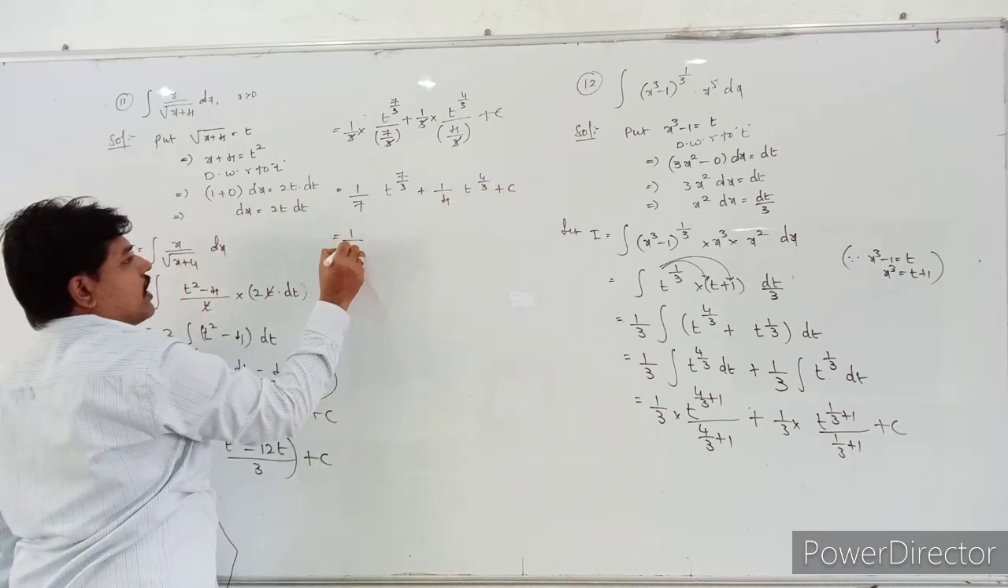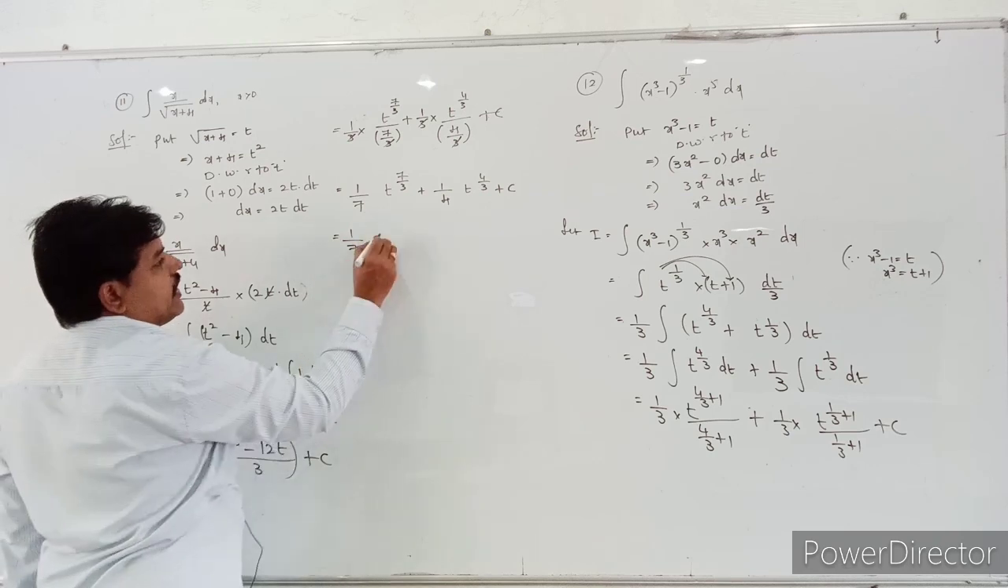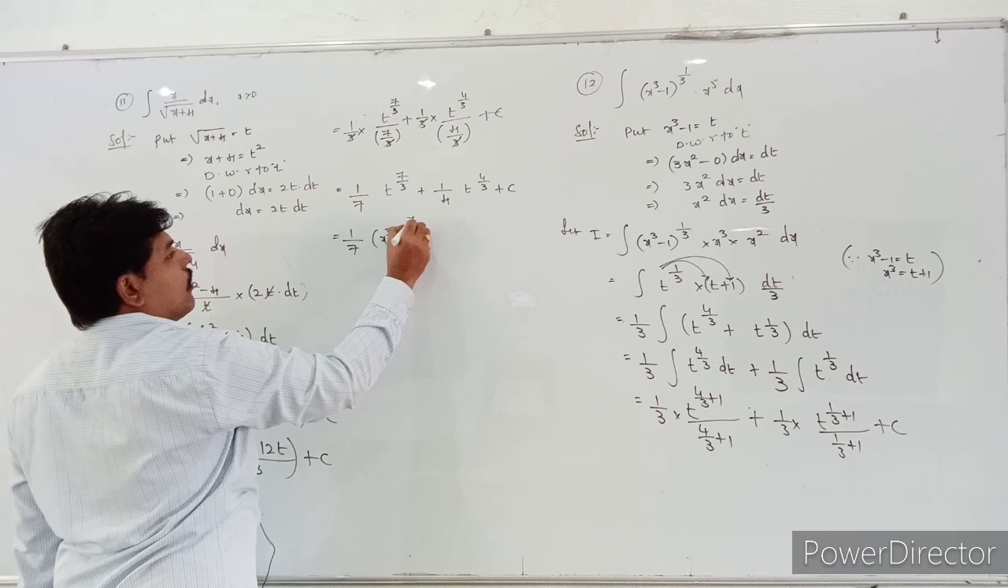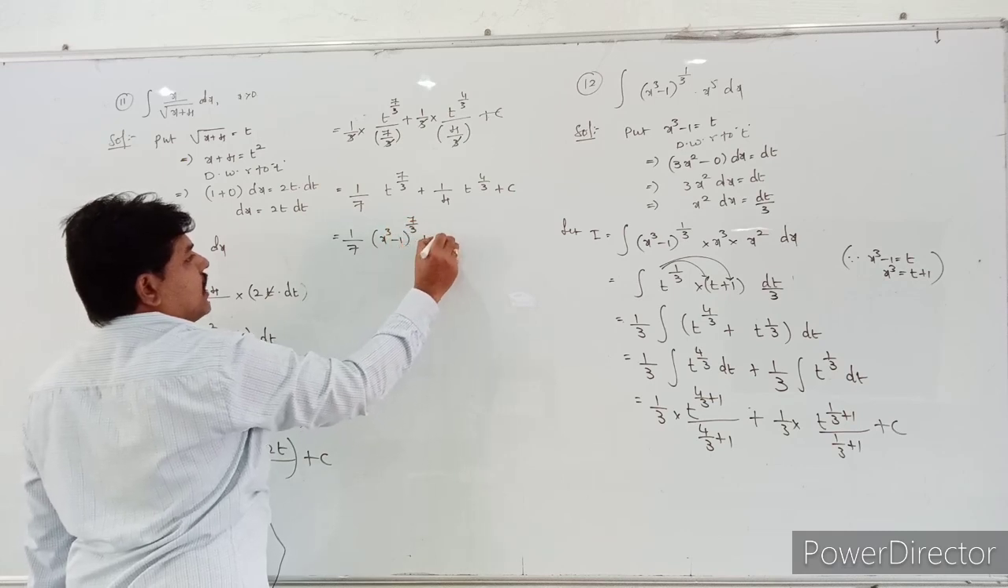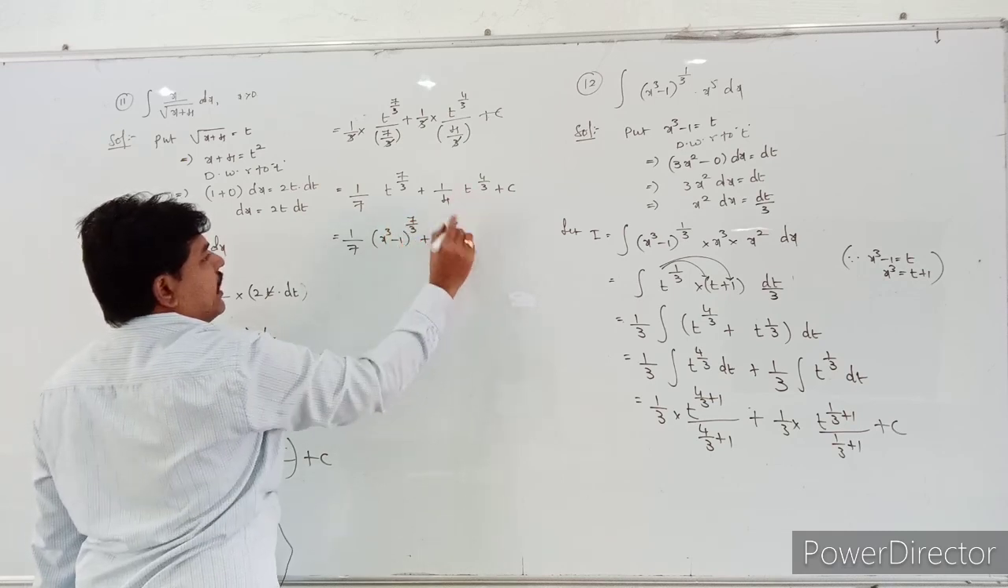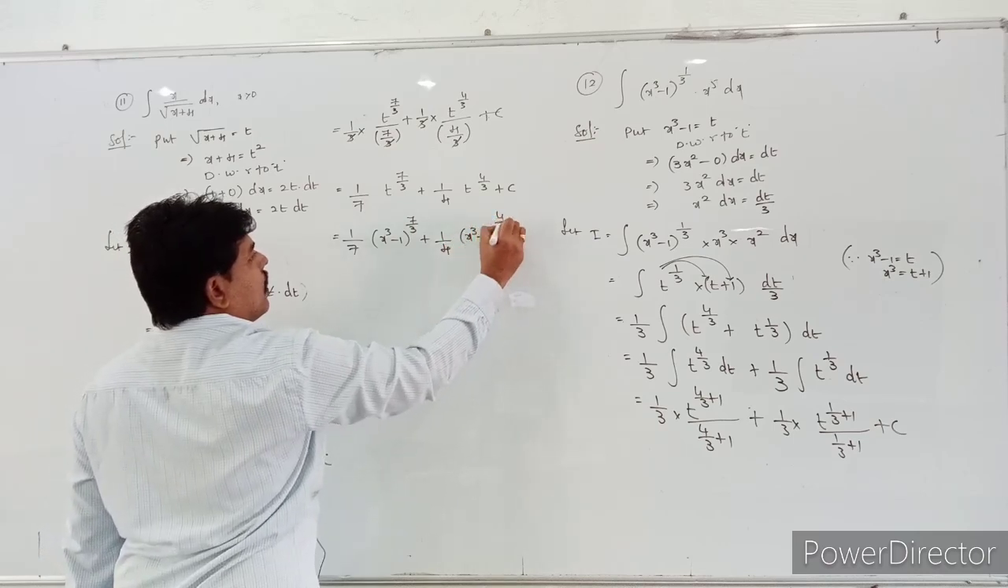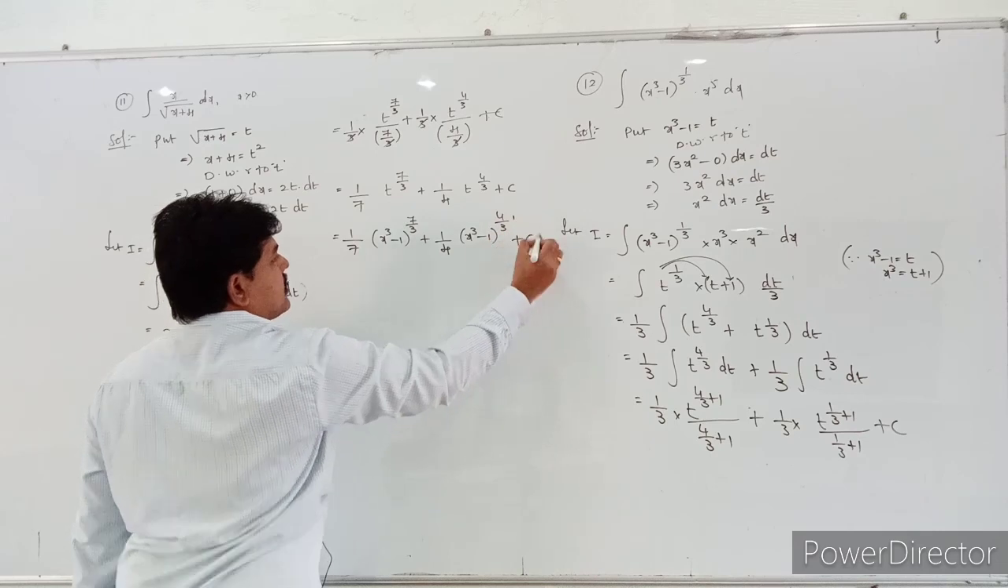So that is equal to 1 by 7. What is t? t is nothing but x cube minus 1, whole power 7 by 3, plus 1 by 4, where t is x cube minus 1, whole power 4 by 3, plus c.